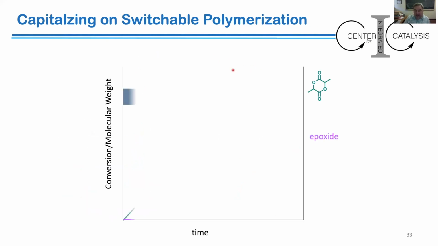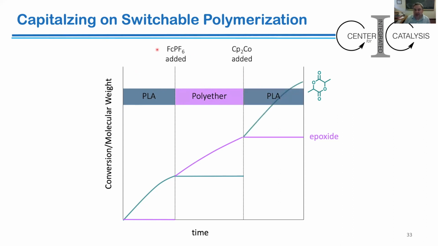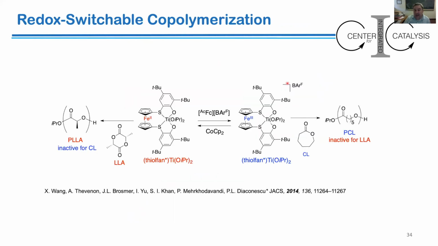And so this allows us to do cool things. For example, if we have a mixture of those two monomers, we may think about making a polylactic acid, polyether, and polylactic acid block copolymer, which we can then control by adding oxidants and reductants. And of course, Paula has done this kind of thing as well as our group. Her group was the first to discover this kind of redox switchable copolymerization reaction. And I love this example because these monomers are so similar to one another, caprolactone and lactide. And the catalyst is being switched on and off through this side chain, the ferrocene backbone.